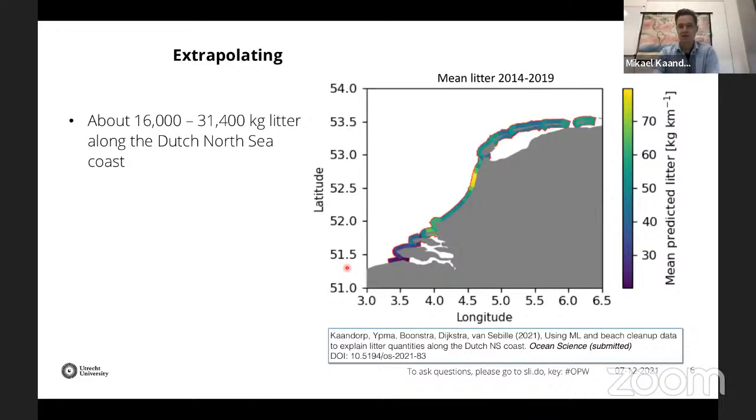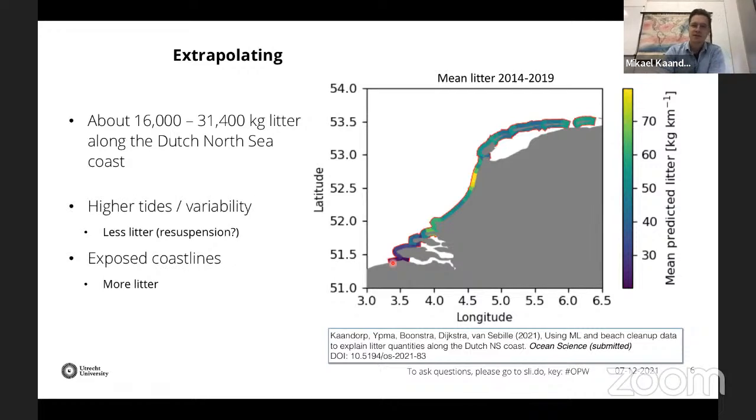Also, if you look at this figure, you can see that we predict more litter on the mainland of the Netherlands compared to, for example, the south of the Netherlands. And we want to figure out what could be causing these differences. So what we did is we inspected the machine learning algorithm, basically the map that we made.